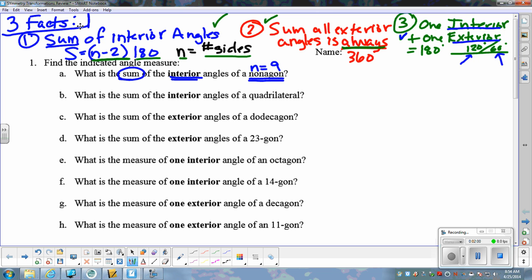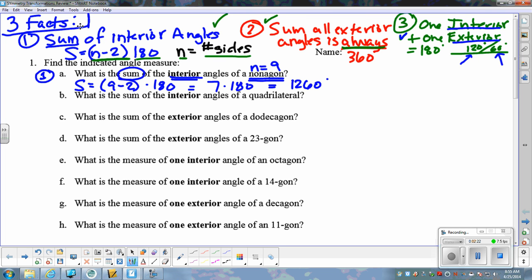So the sum is what we're looking for. This is fact number 1. We're going to plug in: the sum is equal to n minus 2 times 180 degrees, which gives us 7 triangles times 180, or 1260 degrees total.